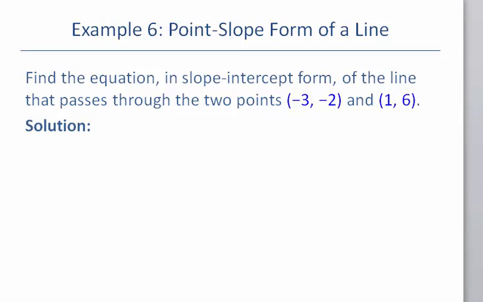Our next example asks me to find the equation in slope-intercept form of the line that passes through the 2 points, -3, -2, and 1, 6. So if I have 2 points, I would label these points, the -3, -2, as my x1 and my y1, since that is my first point, and the 1, 6 will be the x2 and the y2.